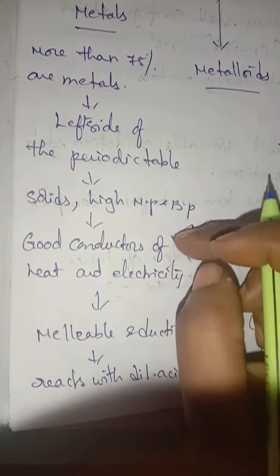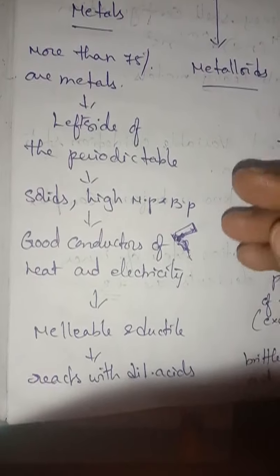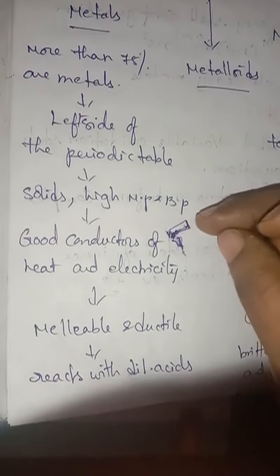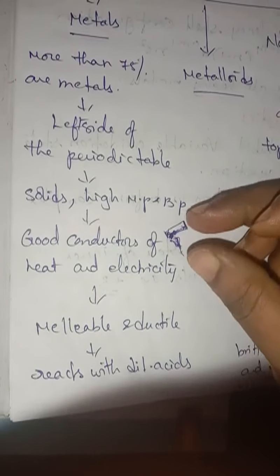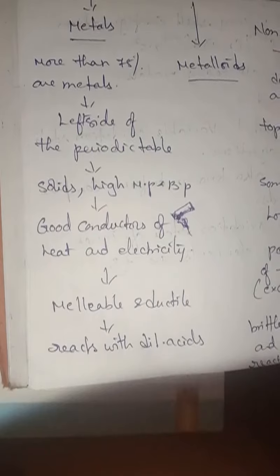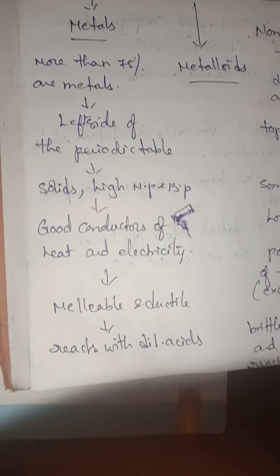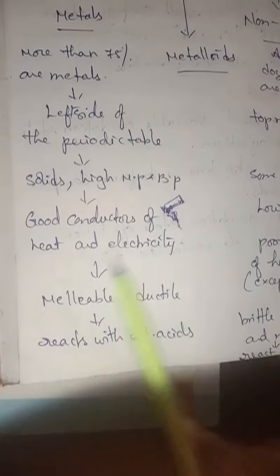So if you keep this side on the stove, can you touch the other side with your hand? No, because it will be very hot. That means they are good conductors of heat. And for electricity also we are using copper wire, silver wire, okay, and most of the wires we are using for electricity. So these are some examples.